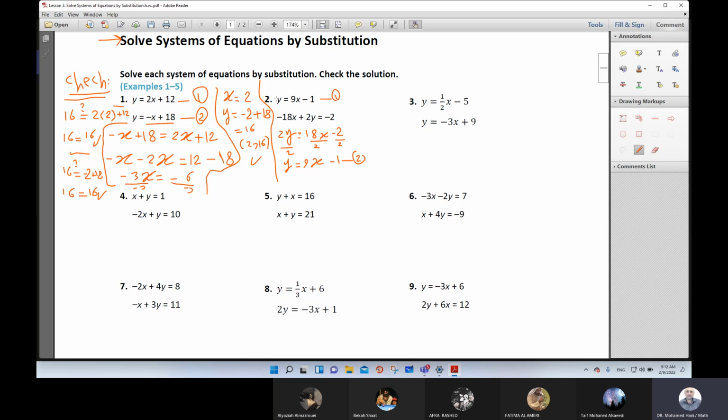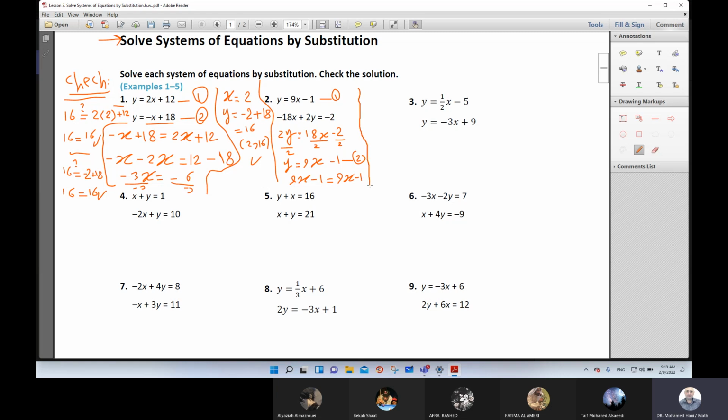Now, as you see in the first equation we have y equal, and in the second equation we have y equal. So we want to substitute the value of y in the second equation into the first equation. So the value of y here will be 9x minus 1 equal, the second side here we have 9x minus 1.